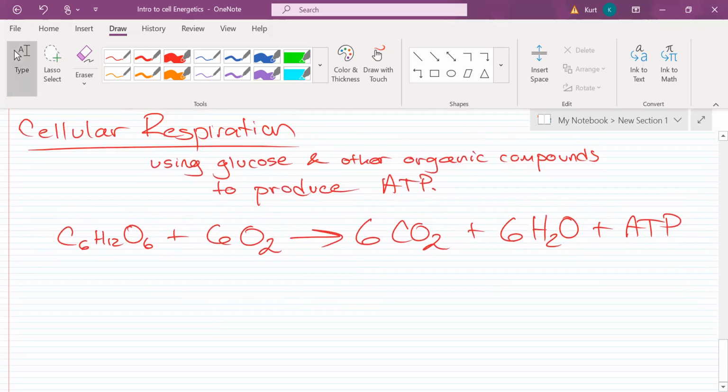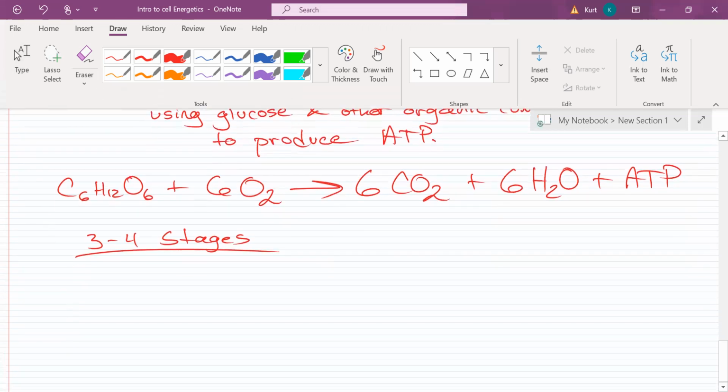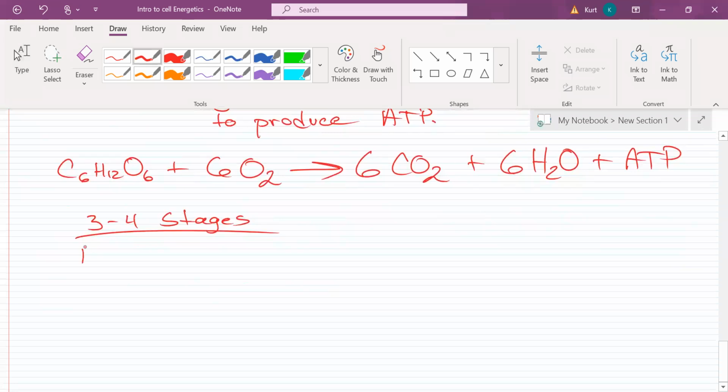And cell respiration has 3 to 4 stages. The reason why it's 3 to 4 is some people like to combine stages 2 and 3. They like to make it just one stage. I'll tell you what both of those are. Stage 1 is what we will do on Friday. It is glycolysis.